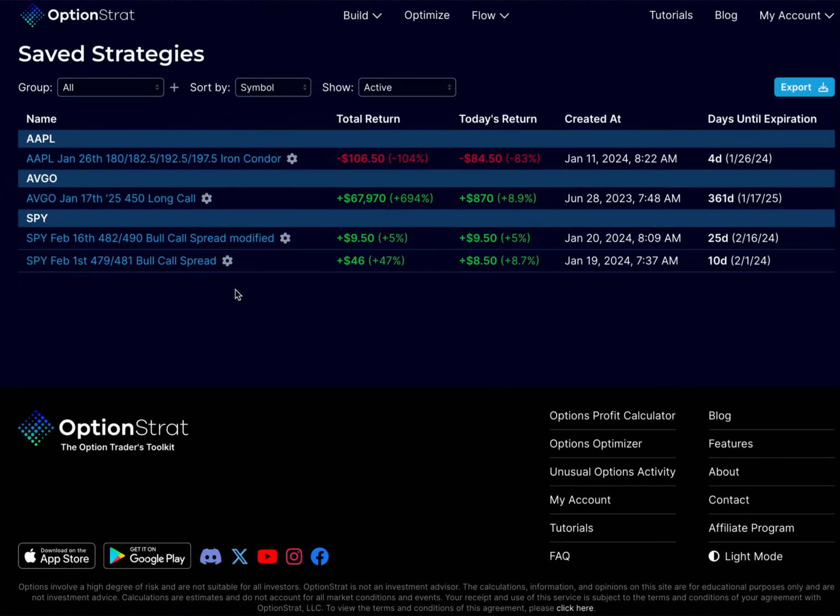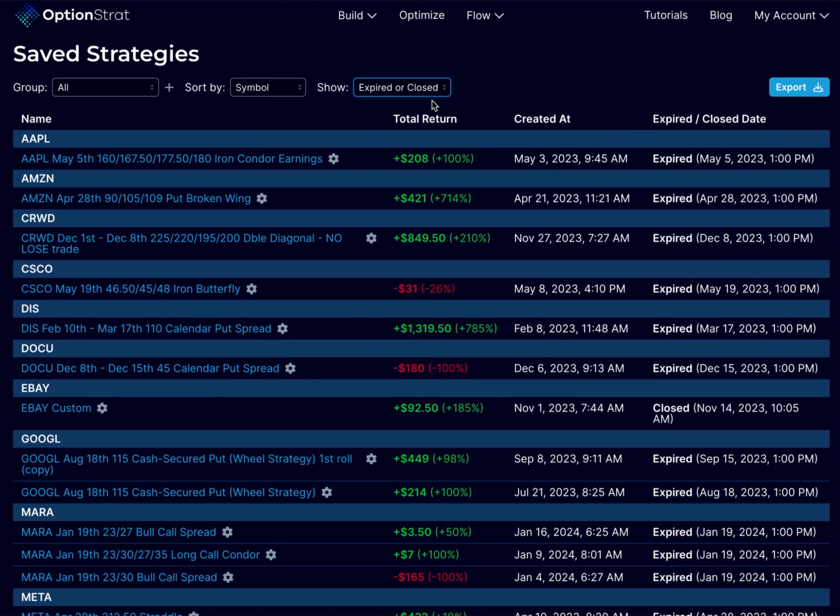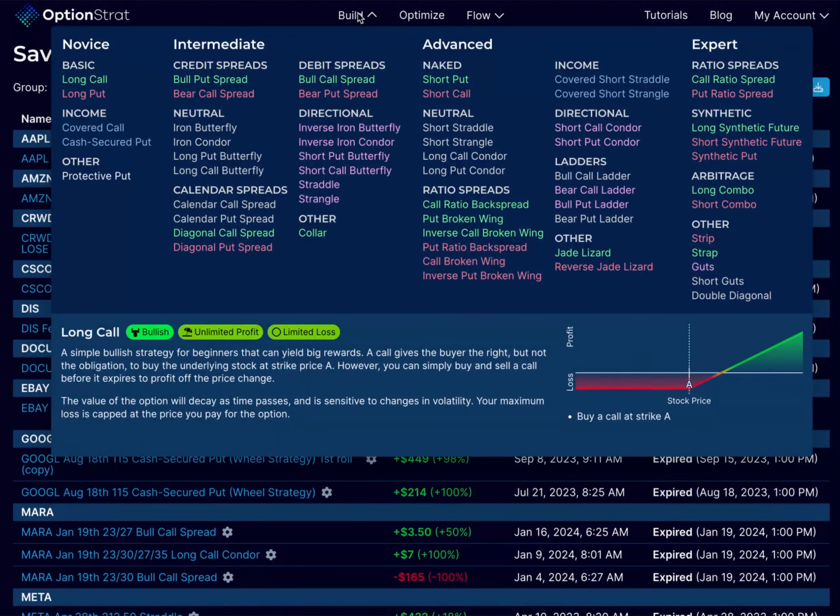And then once I close that trade, it's going to show up here rather than being in the active trades. It's going to show up in my expired or closed trades section. All of these are in alphabetical order, so I could scroll down and see that if I wanted to. So that should give you a real good rundown of the build tab.